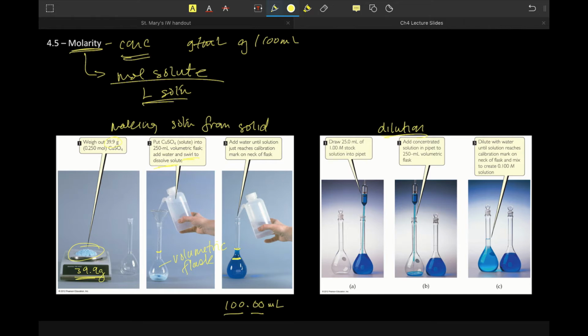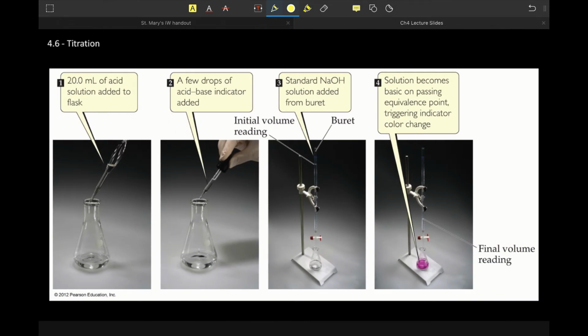But anyway, we would calculate how much stock solution we need, where our stock is the more concentrated version. We would figure out how much of that we need, and we would add it to our volumetric flask. Then, same thing, we would add water, swirl, and then top off to our final volume, again depending on the level of significant figures that we need, because that will vary.